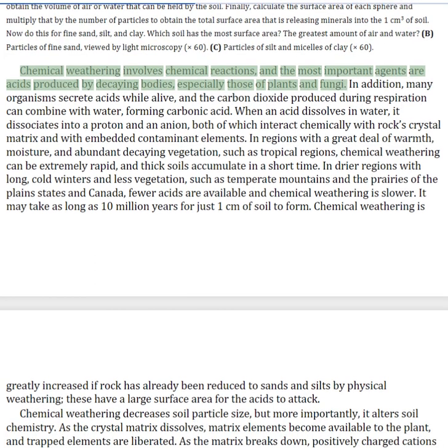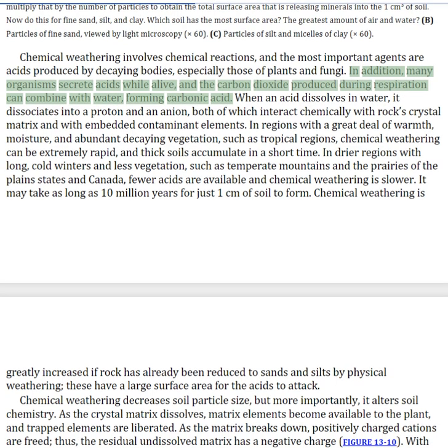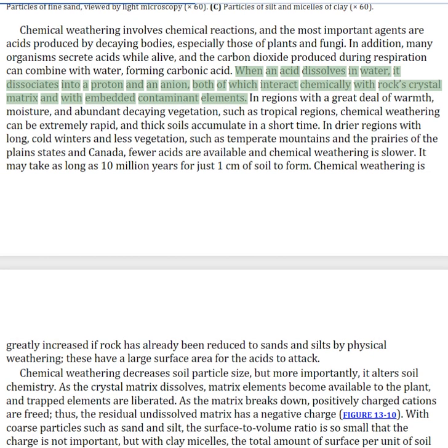Chemical weathering involves chemical reactions, and the most important agents are acids produced by decaying bodies, especially those of plants and fungi. In addition, many organisms secrete acids while alive, and the carbon dioxide produced during respiration can combine with water, forming carbonic acid. When an acid dissolves in water, it dissociates into a proton and an anion, both of which interact chemically with rock's crystal matrix and with embedded contaminant elements.